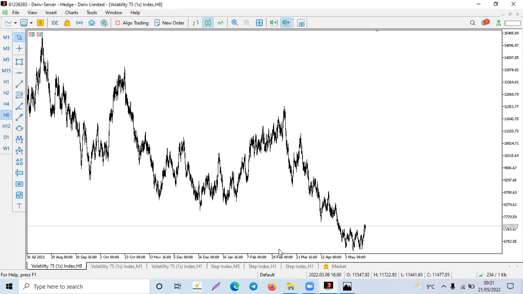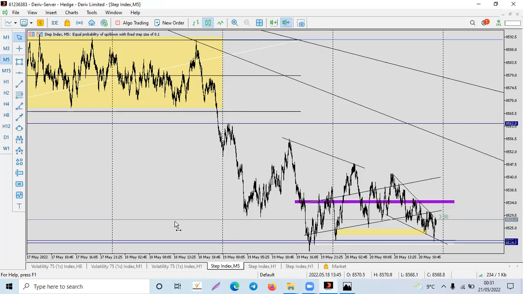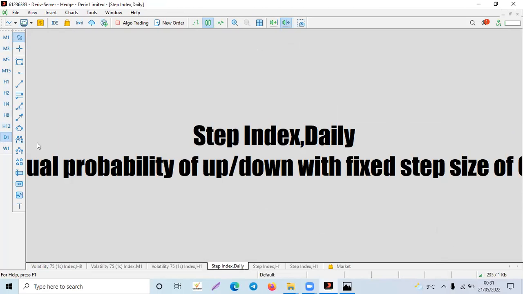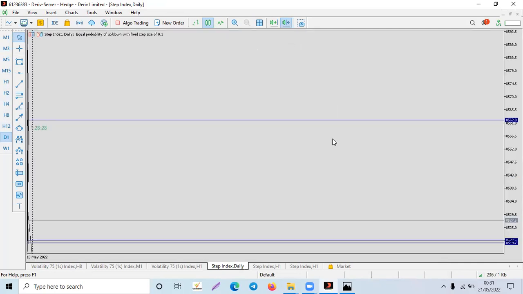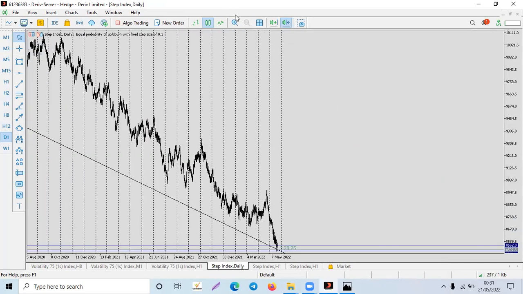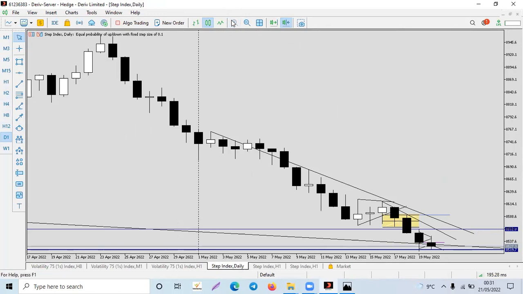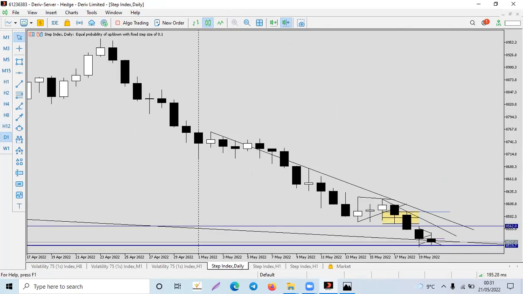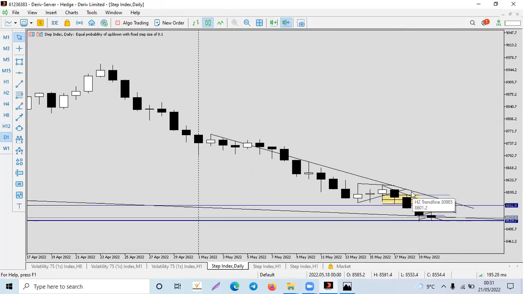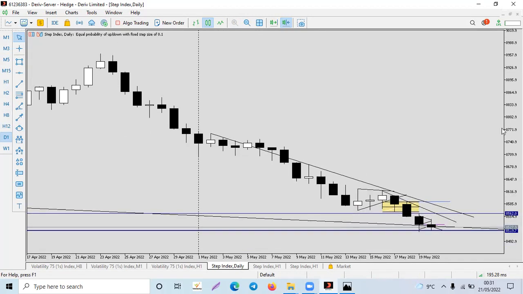So basically today I've been observing Step Index. On the daily time frame, my network is quite poor. So on the daily I noticed this candlestick in that week. So what's happening here?